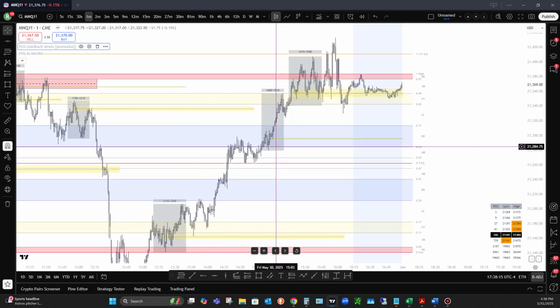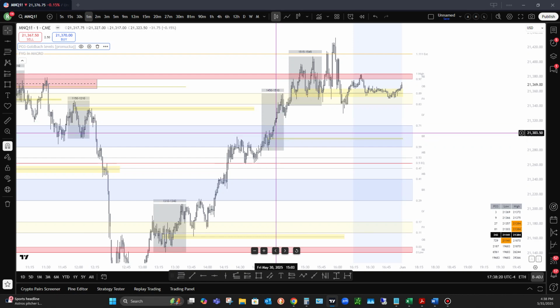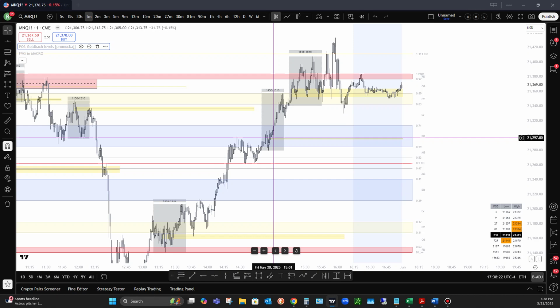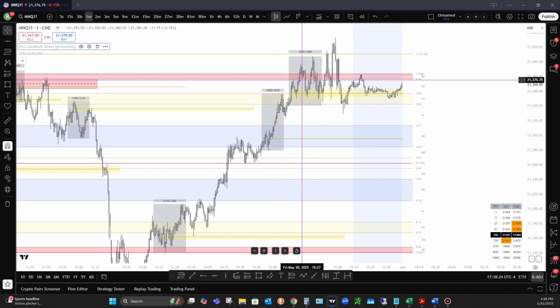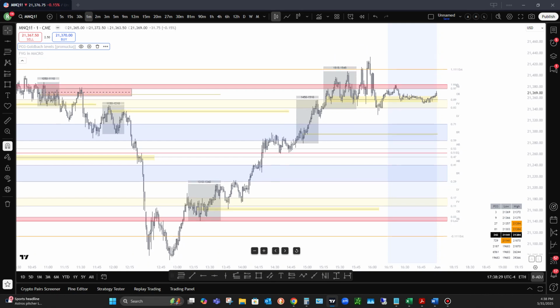Okay. Same thing here. Now I probably wouldn't have got in this because we're in premium, and in premium we should be looking for shorts. Except I was thinking, well, maybe it would go all the way there. Now, I didn't trade this Friday afternoon, but I just thought it might be helpful.